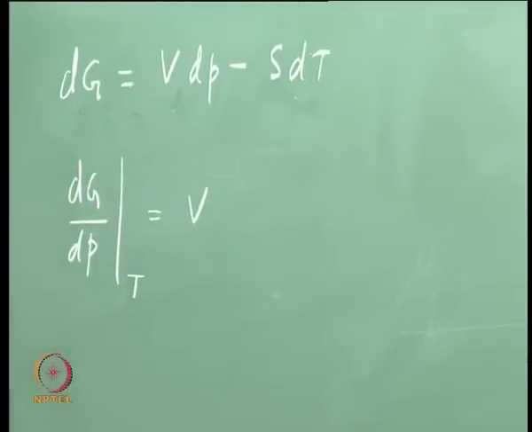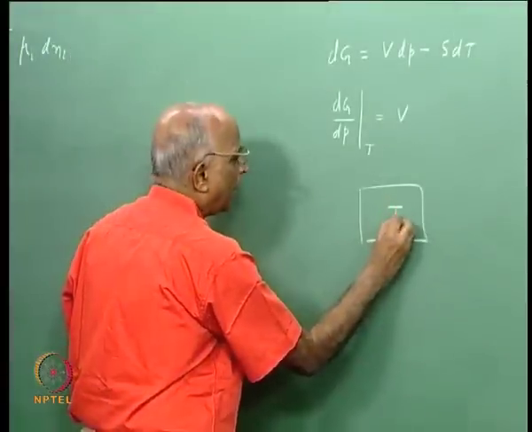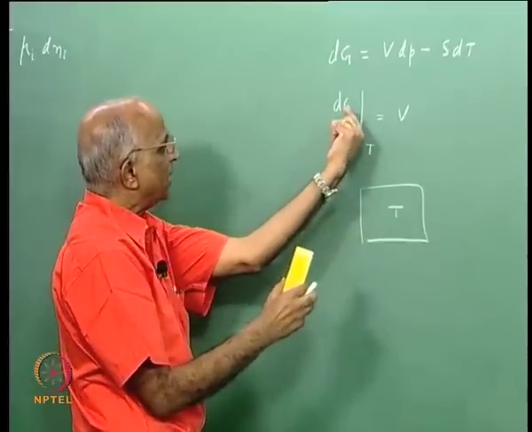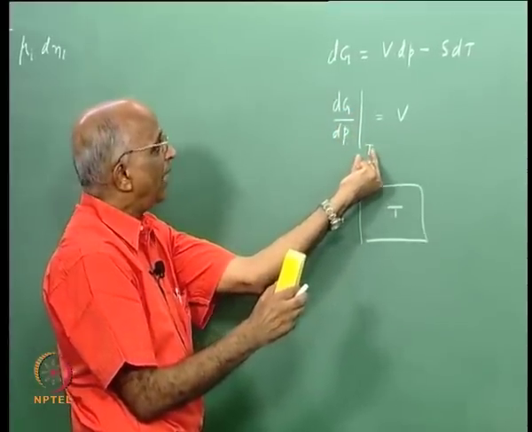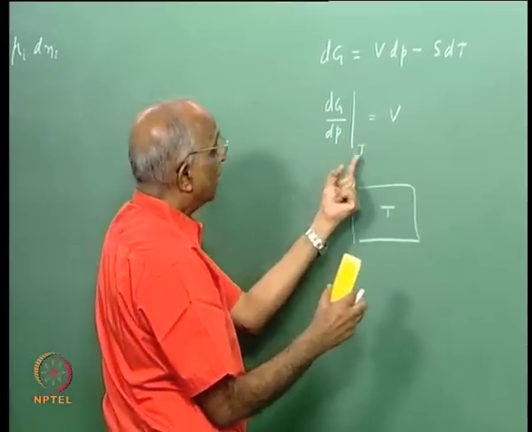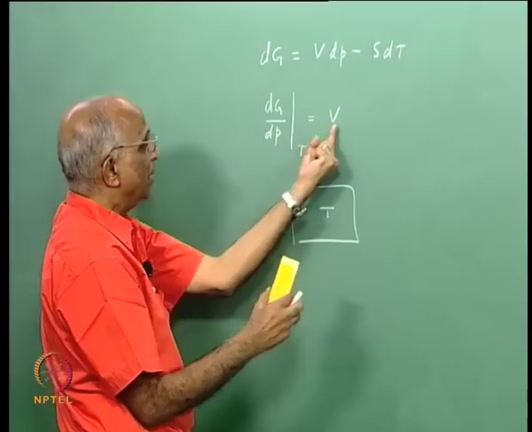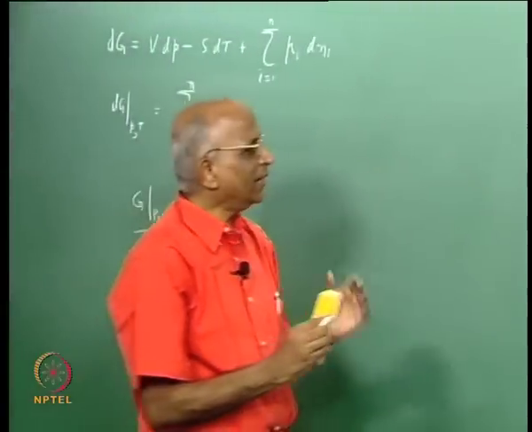I am interested in finding out the composition of a gas at a particular temperature. Therefore, at a particular temperature I am looking at the value of dG by dP at constant temperature, and if I do this, well, the temperature is constant, this gets knocked out, and therefore I get dG by dP is equal to V. Is it all right? I think we will be clear.